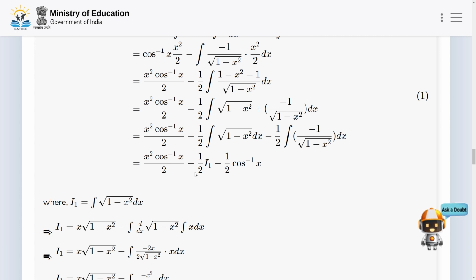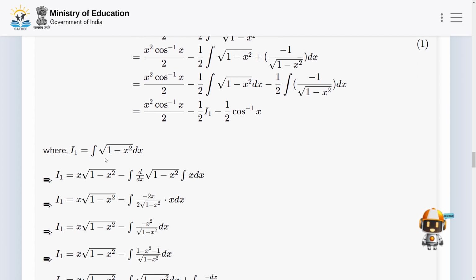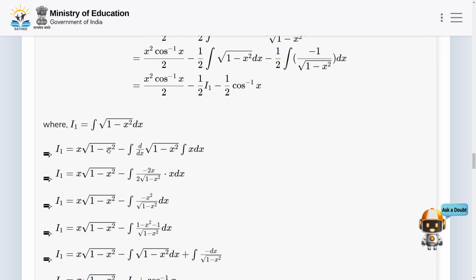Now to evaluate the integration I1, what I am going to do is quite simple. I will be applying the by parts rule over here. So 1 will be my second function, and this will be my first function. So first function as it is, integration of second, which is just x, minus derivative of first, which will be 1 by 2 root 1 minus x square times minus 2x. Now integration of 1 will be just x.